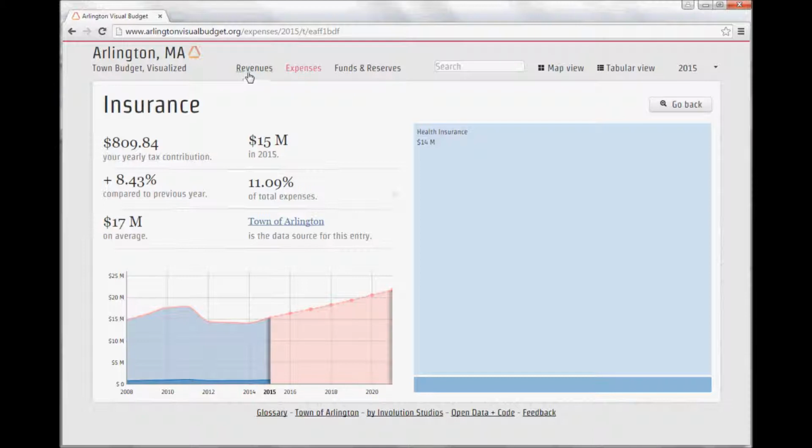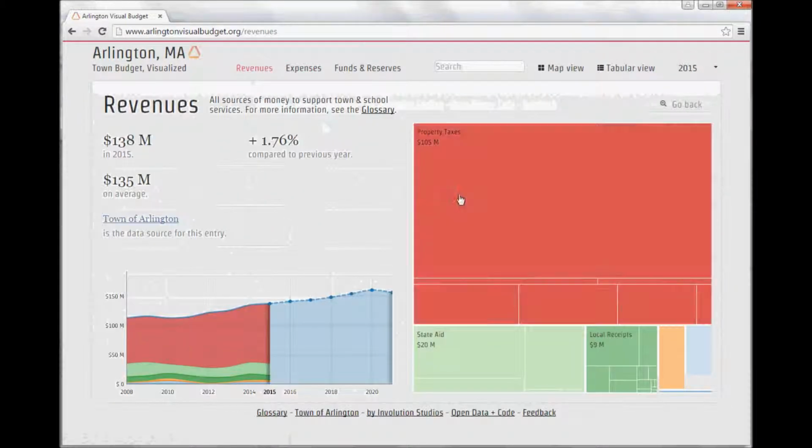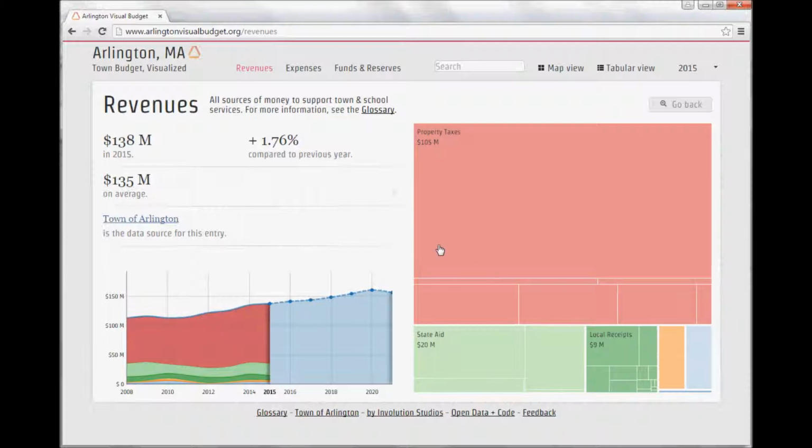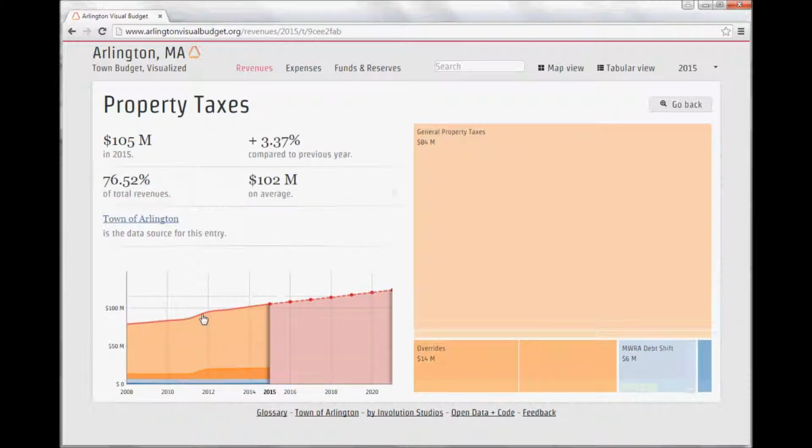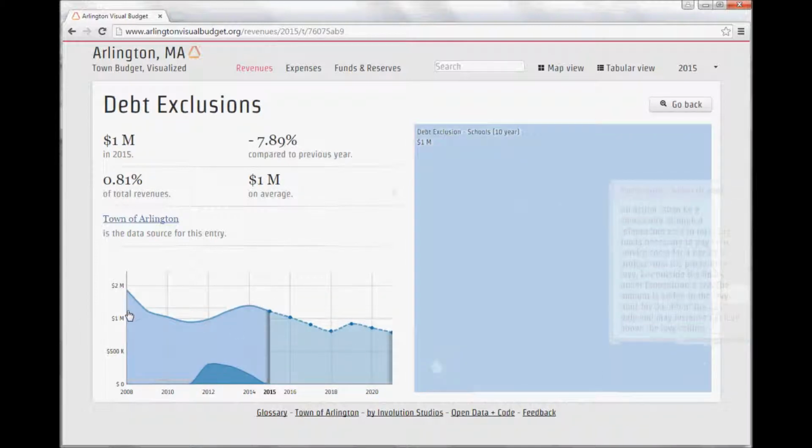Obviously, most of our revenues come from our friend the taxpayer, about 75%. You can also see the impact of the 2012 override, a permanent increase in tax rates. Debt exclusions, on the other hand, come and go as they are approved and paid off over time. For example, to pay for the new schools.